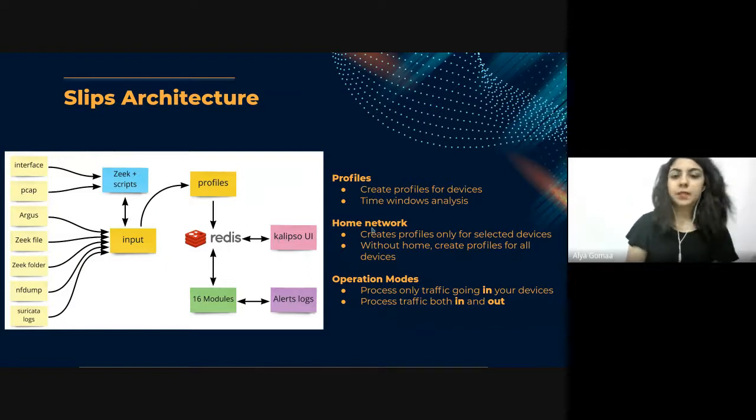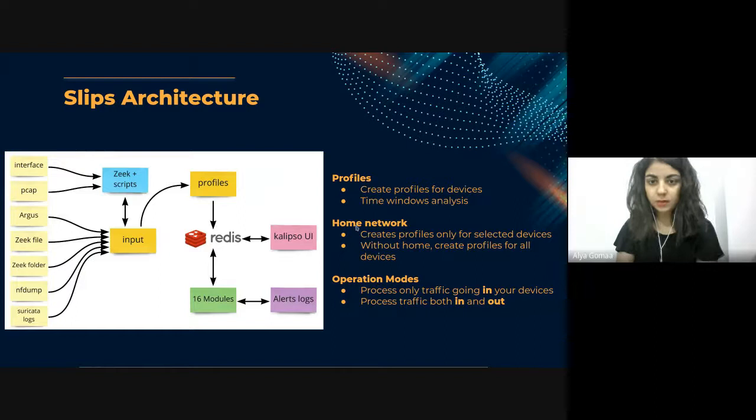Slips has two operation modes. You can use your home network. In this option, Slips creates profiles only for the selected network, for the selected device in your network, so it doesn't create profiles for stuff outside your local network. Without the home network option, it creates profiles for everything in and outside your network. We have the operation modes where you can choose in or all. With the in option, Slips only processes traffic going into your device. With the all option, Slips processes traffic both in and out of your network.